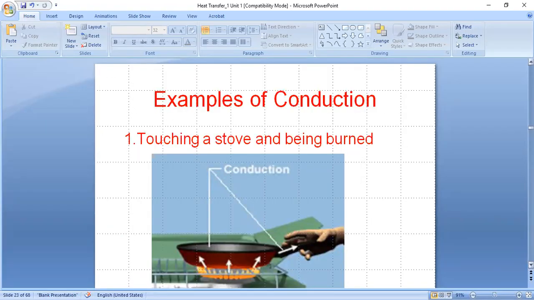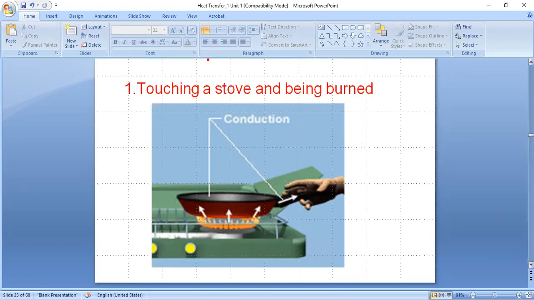See, an example of conduction: touching the stove and being burned. What is touching the stove? We just keep a cooker on the stove, then whatever heat the stove has will be transferred to the cooker. Inside the cooker you have water, and that water starts to boil. If you just touch the stove, the heat is transferred from stove to hand by the mode of conduction.